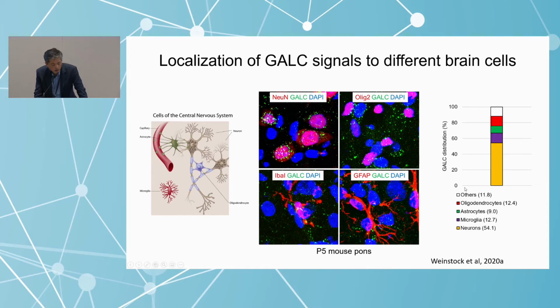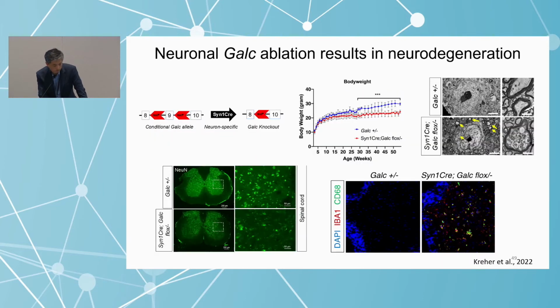Most of the GALC protein is expressed in neurons. But so far, because of the extensive demyelination in Krabbe patients, we thought that the oligodendrocyte is the primary cell type affecting this disease phenotype, but it is possible that other cell types can also independently contribute to the disease.